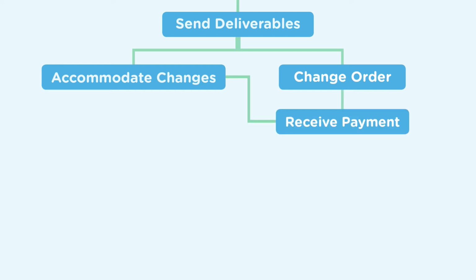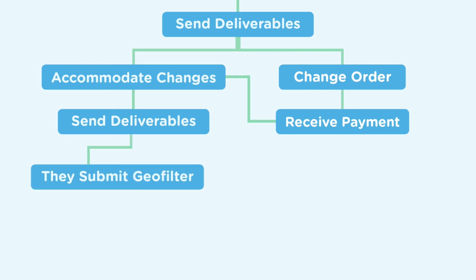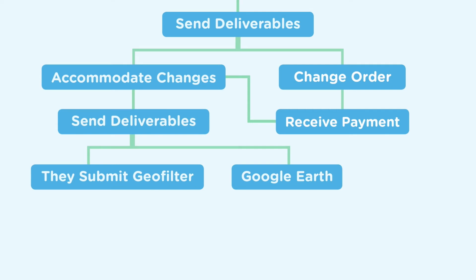So if they agree to the change order, you can go ahead and receive that payment and then accommodate those changes. After you accommodate those changes, you can then send over the new deliverable files, and from there they can go ahead and submit the geofilter, or from there you can go ahead and submit it yourself.